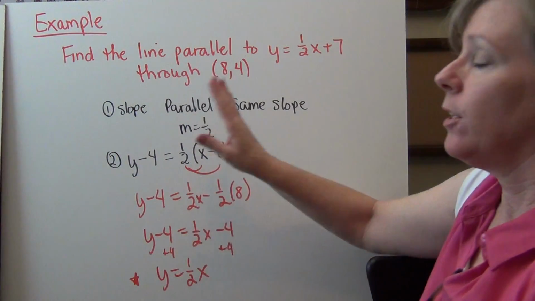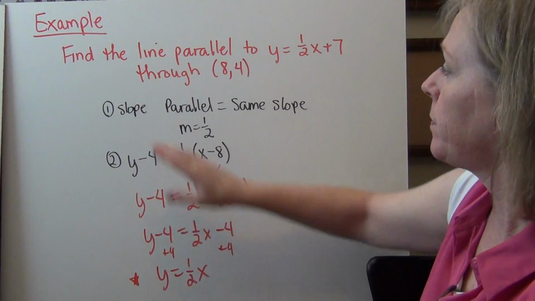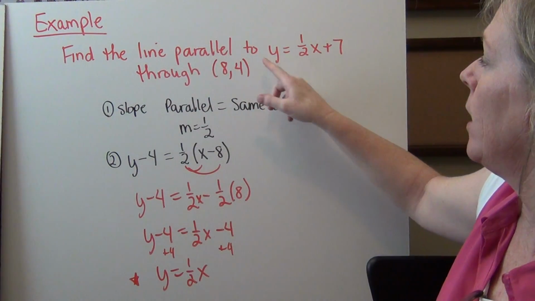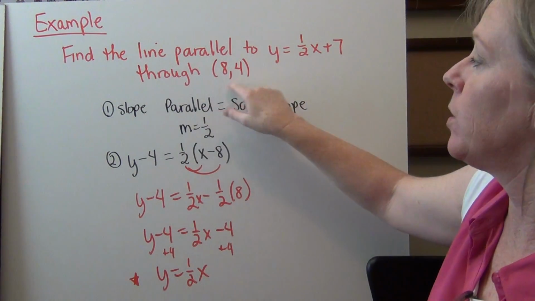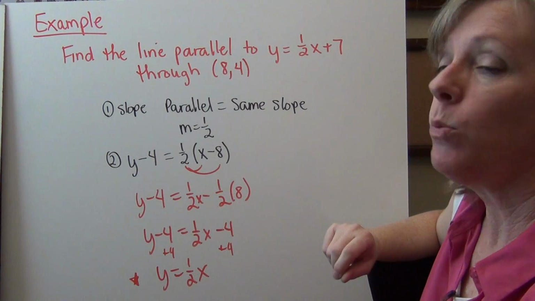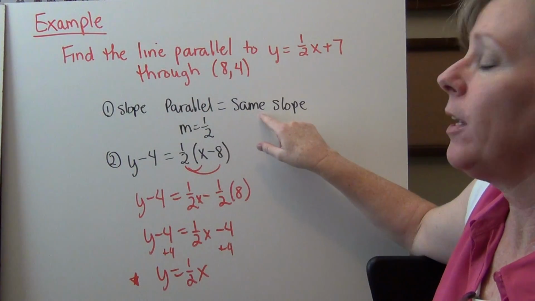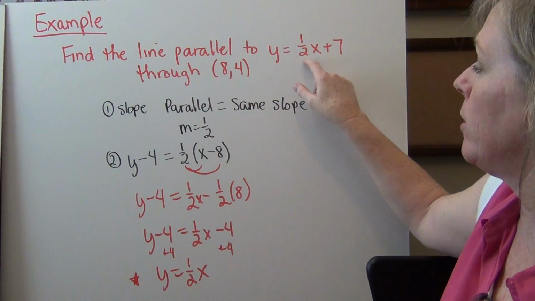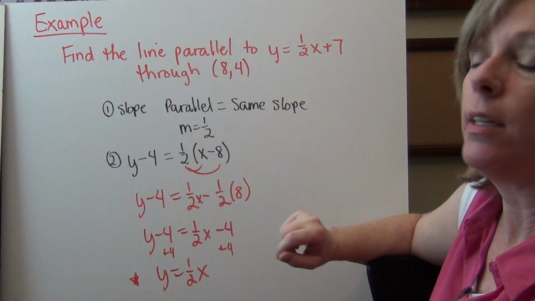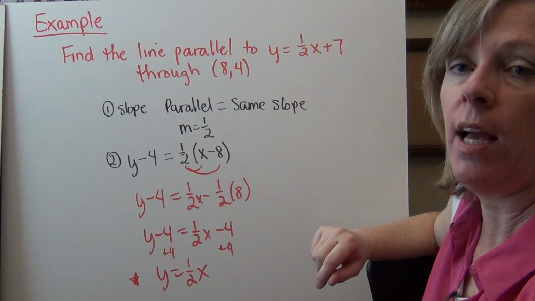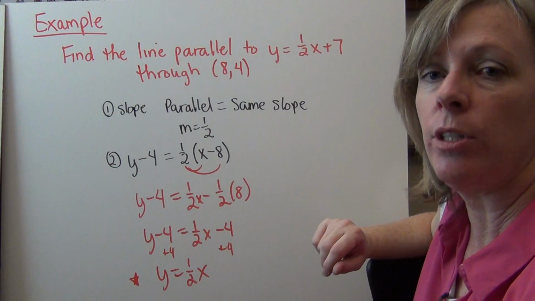Okay, here's another type of problem that's typical. Find the line parallel to this line through this point. As soon as I see the word parallel, I'm thinking, oh, parallel means the same slope. So let me go down here and snag this slope and put it in. That's the only thing I want from that first line. I don't care about any other information.